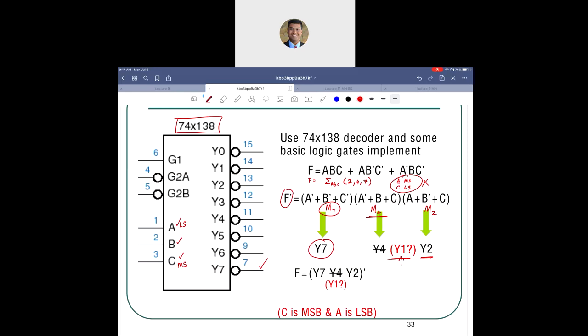So literally what I have to do is take Y7, Y1, and Y2, and put them through an AND gate. If I put them through an AND gate, I get F complement. But if I put a bubble in front, I get F.